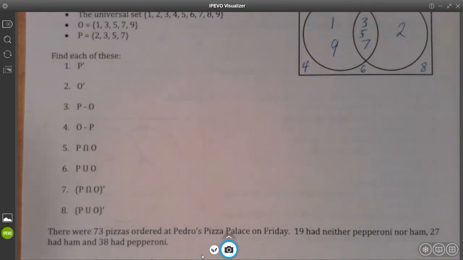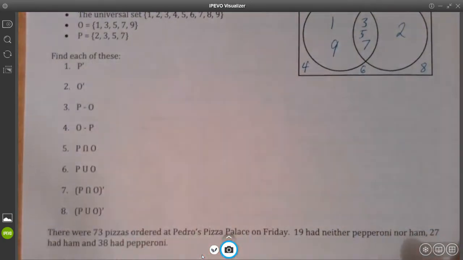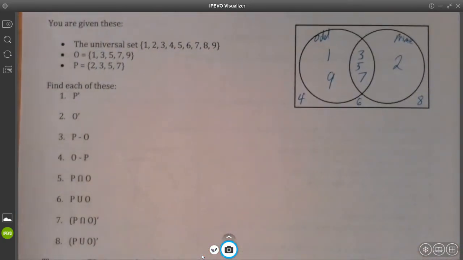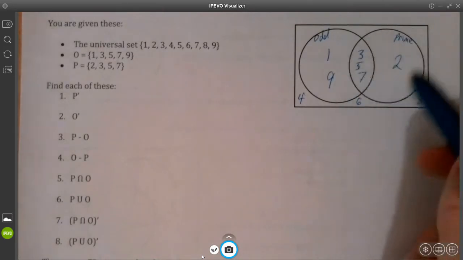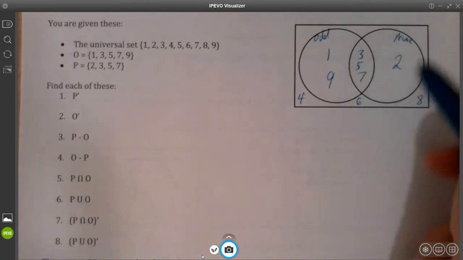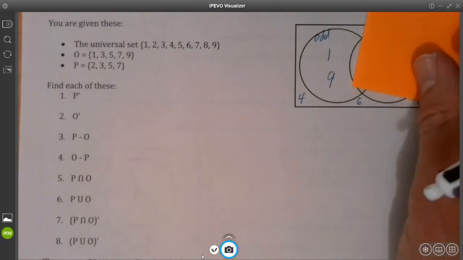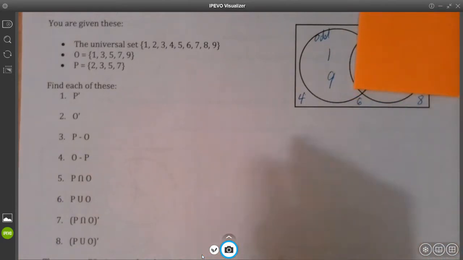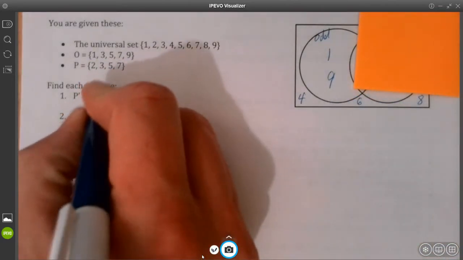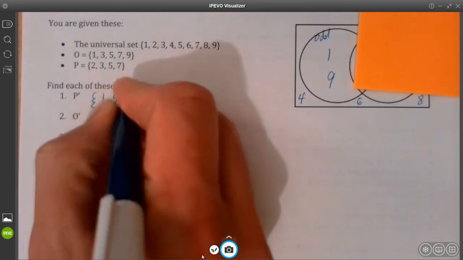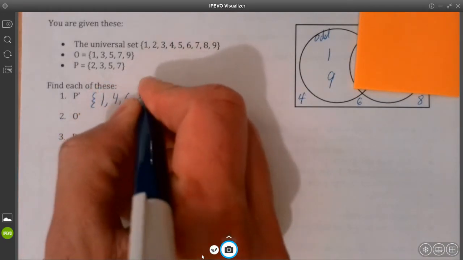Hope you're glancing at those problems. We jump in now. Okay, P apostrophe. That's everything that's not P. So it's like P, but not this. So I'm looking at this circle, but I can't list anything in that circle, so I'll list everything else. I like to put them in order. So 1, 4, 6, 8, 9.